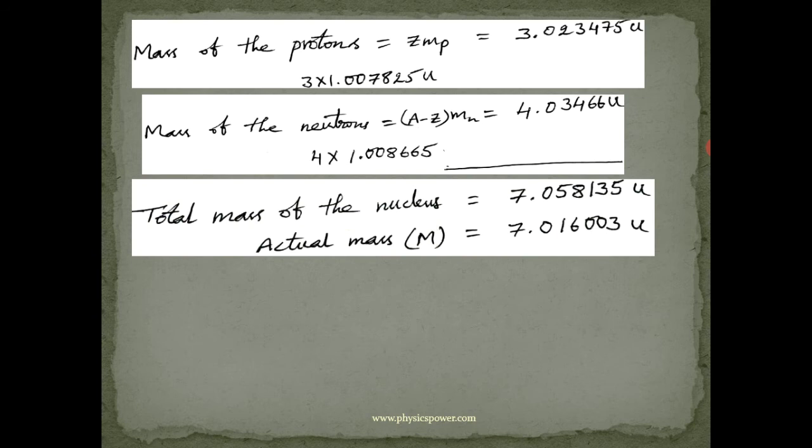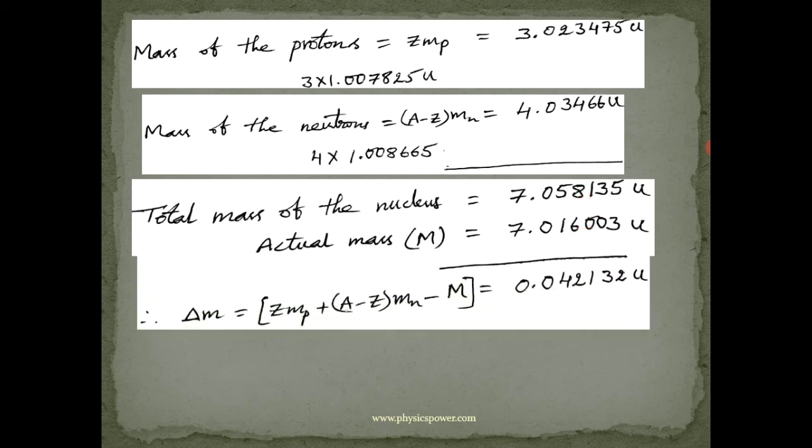That value is 7.058135 if you add these two values. Now the given actual mass is 7.016003 only. The lithium nucleus has only this much mass. So the difference is the mass defect. If you subtract both the values, then you will get the mass defect as 0.042132 AMU. So you got the mass defect.